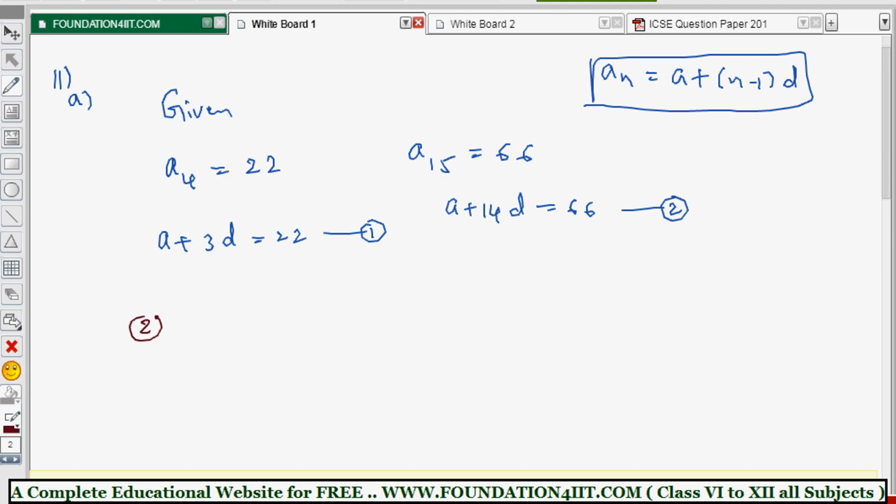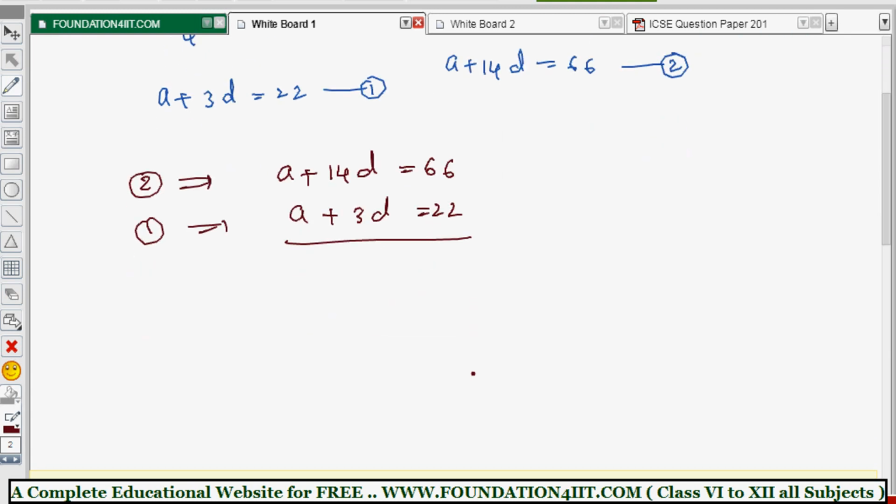Second equation, a plus 14d is equal to 66, and first equation, a plus 3d is equal to 22. You subtract both, change the signs: 14 minus 3 is 11d, 22 minus 66 is minus 44, so d is equal to 4. So the common difference is 4.